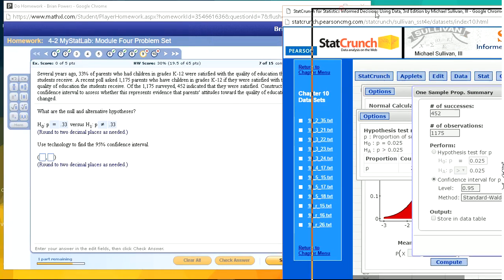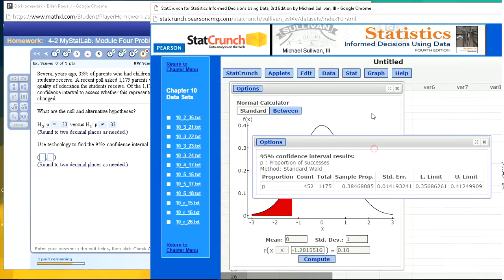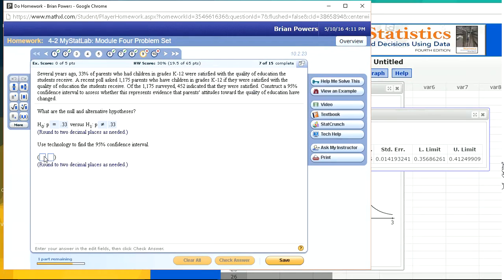It's asking for a 95% confidence interval, so we just keep 0.95. Standard Wald method. Don't ever change that. Keep it on standard. Boom, we got our confidence interval. You can see our L limit and U limit. That's what we're going to type in here, rounded to 2 decimal places. So this lower limit, 0.356, I round up to 0.36. And the upper limit, 0.412, is going to be 0.41.